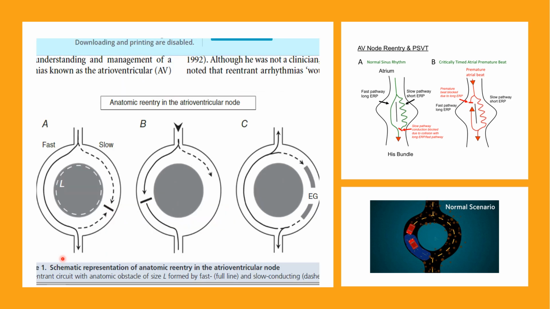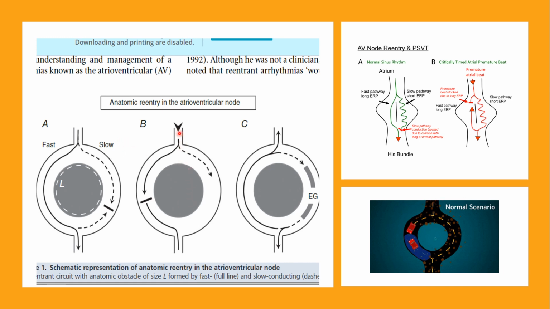So what happens? For a re-entry to occur, certain conditions must be met. Number one, there must be one unidirectional block through which the impulse cannot be passed. Second condition is that a premature beat must come, and the timing of this premature beat should be very critical. So the critical timing of the premature beat is requirement number 2. And the third requirement is the length of the effective refractory period of the normal tissue.